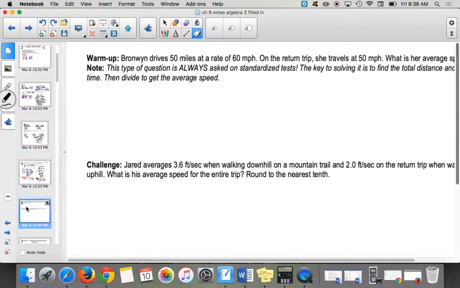Okay, and the last little bit here. So it says warm up. So Bronwyn drives 50 miles at a rate of 60 miles per hour. On the return trip, she travels at 50 miles per hour. What is her average speed?